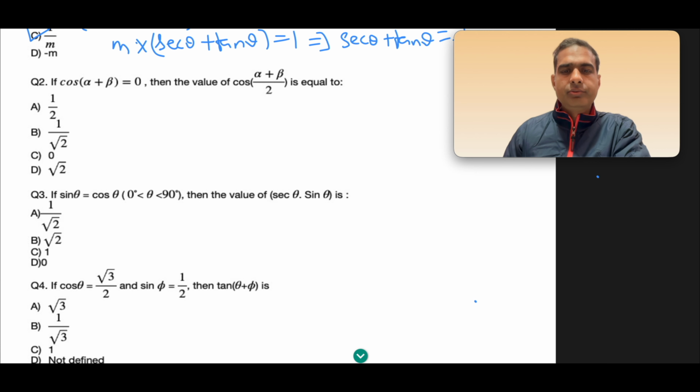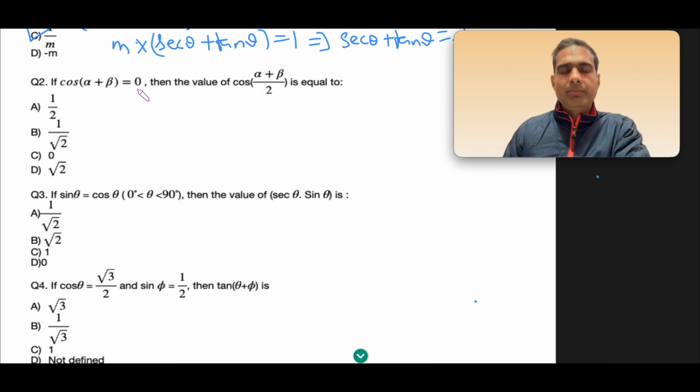Now let's move to the next question, that is question number 2. If cos of alpha plus beta is equal to 0, then the value of cos of alpha plus beta by 2 is equal to. Now if I can find out the value of alpha plus beta, then I can find out cos of alpha plus beta by 2.